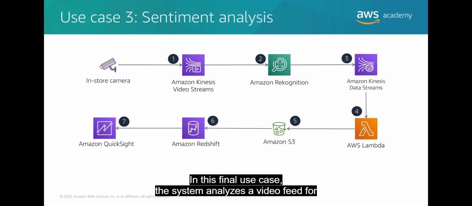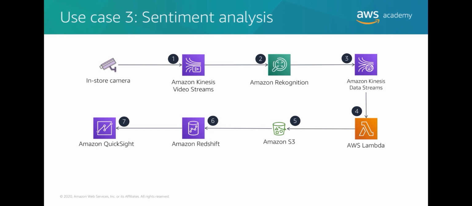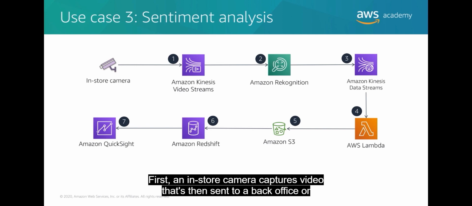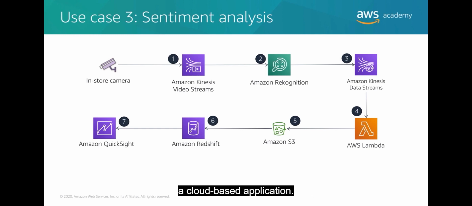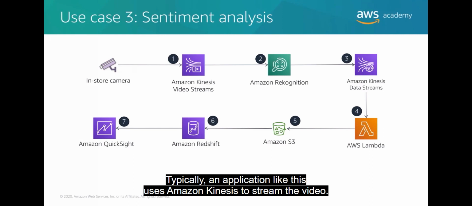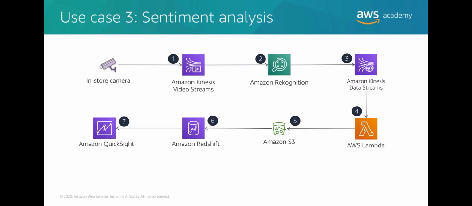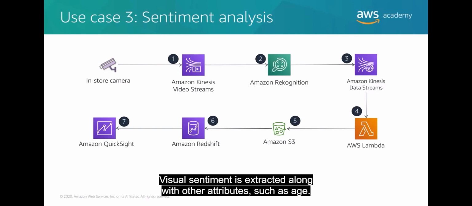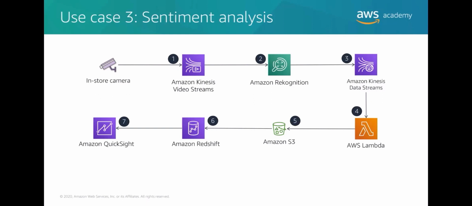In this final use case, the system analyzes a video feed for sentiment analysis. First, an in-store camera captures video that's then sent to a back office or a cloud-based application. Typically, an application like this uses Amazon Kinesis to stream the video. Second, the application uses the SDK to send the video to Amazon Rekognition for further analysis. Visual sentiment is extracted along with other attributes such as age.